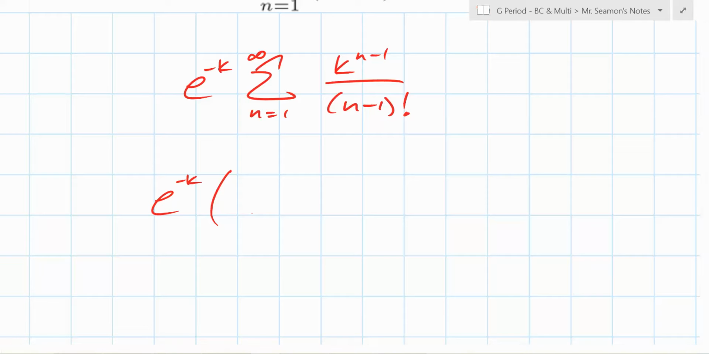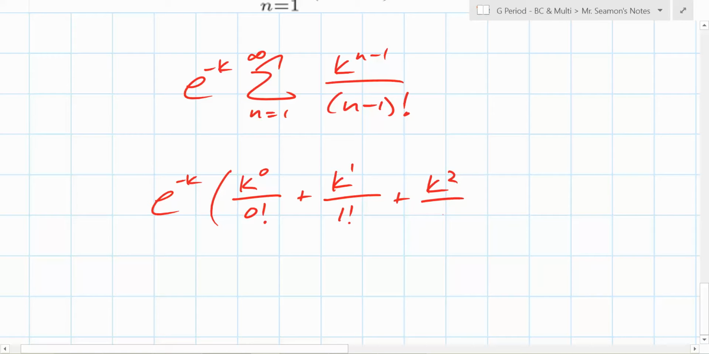When you plug in n equals 1, what do you get? You get k to the what power? 0 over 0 factorial. Plus, plug in n equals 2, you get k to the first, plus k squared over 2 factorial, plus k cubed over what? Does that work? Is that correct? What is this, Cameron?